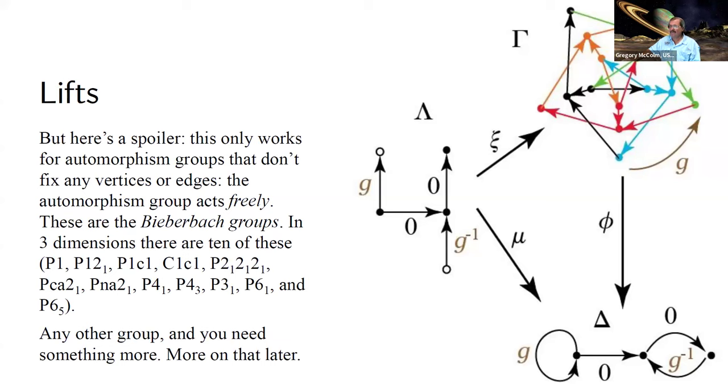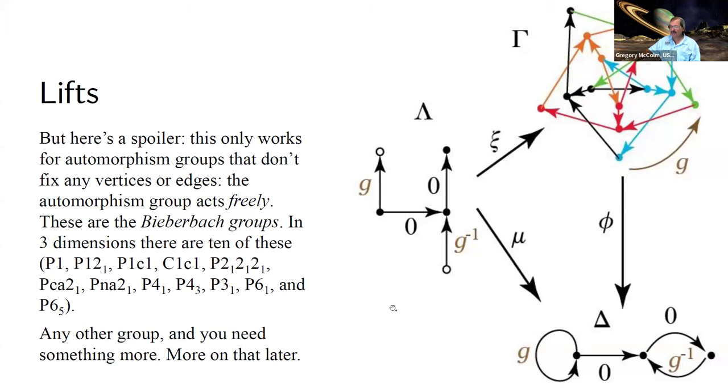Now, there's a problem. These are the voltage graphs that were devised by Gross and Tucker about four decades ago. And the thing is that you get voltage graphs from which you can obtain the original graph if and only if the group of automorphisms acts freely on the original graph. And the problem is that most crystallographic groups do not act freely on the graphs that people are interested in. So if you're playing around with a periodic graph and you have a crystallographic group that does not act freely on that periodic graph, you cannot use Gross and Tucker's voltage graphs to package the thing.